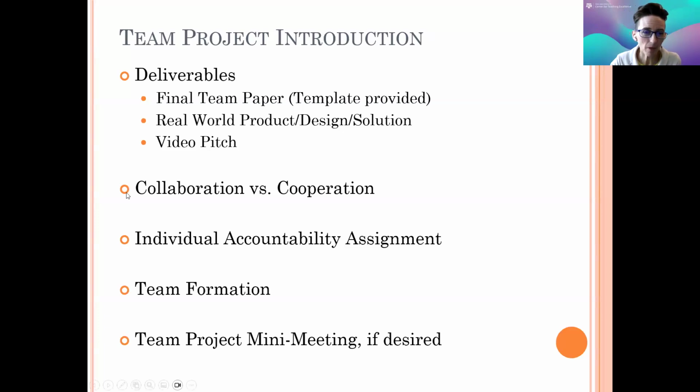All of these deliverables will be based off of an environmental problem that is important to your team. I'm really looking for, as Riley said earlier, collaboration. I get it that cooperation is going to happen, but there should be collaboration on these aspects. So that means that I don't want one person assigned to the final team paper and one person assigned to the product and one person assigned to the video. That's not how this is meant to work.